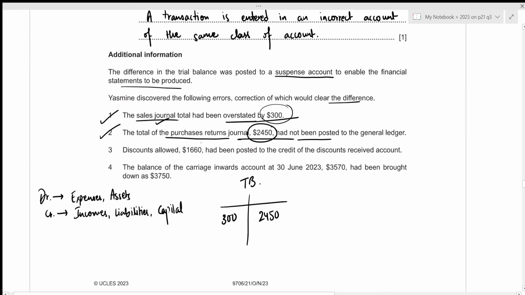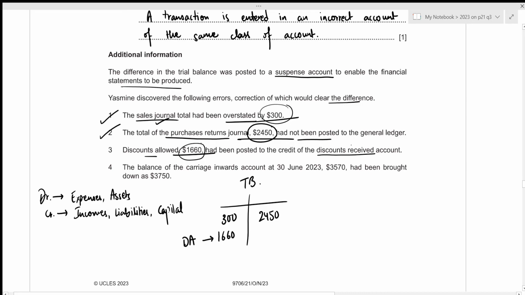Then we have discounts allowed of 1660 had been posted to the credit of the discounts received account. So in this case, we have two different errors. The first error is that we missed discounts allowed. The second error is that we entered 1660 into discounts received account. So that is incorrect as well. Now, in order to rectify this error, we first need to enter 1660 as our discounts allowed. And remember, discounts allowed is an expense. So the correct entry would be entering 1660 on the debit side within our trial balance. So this amount will reflect the discounts allowed.